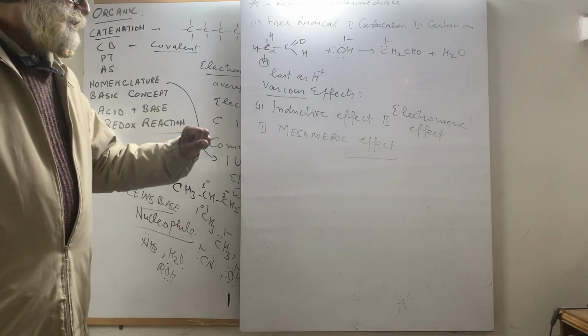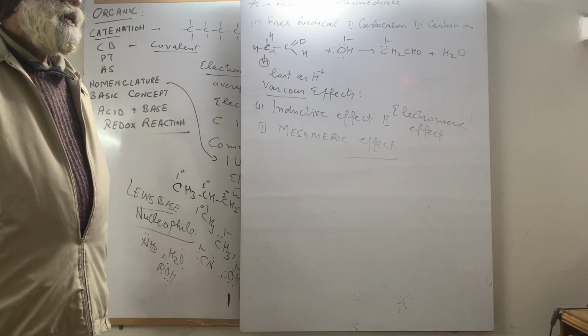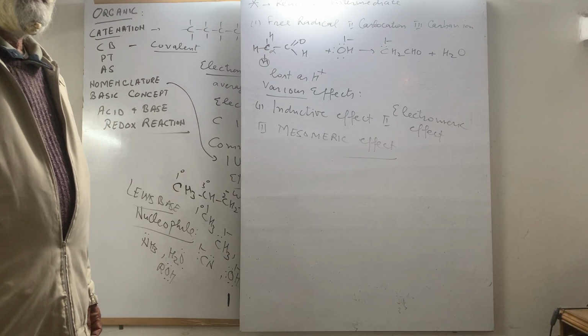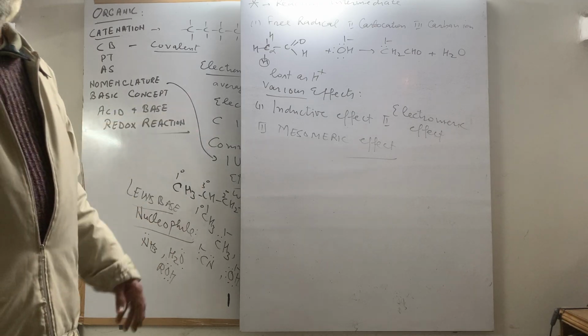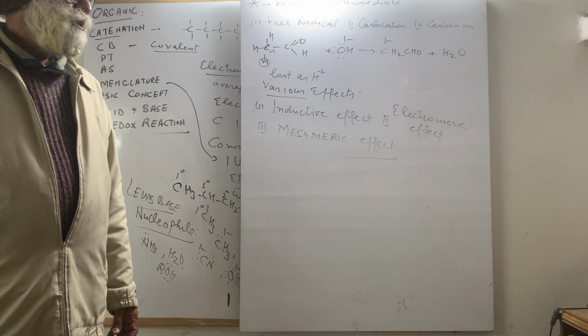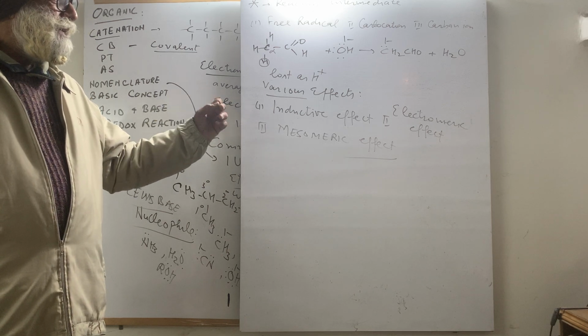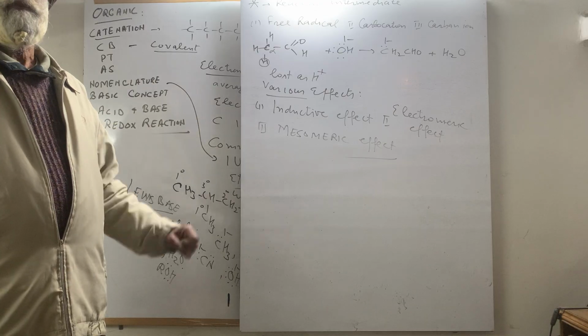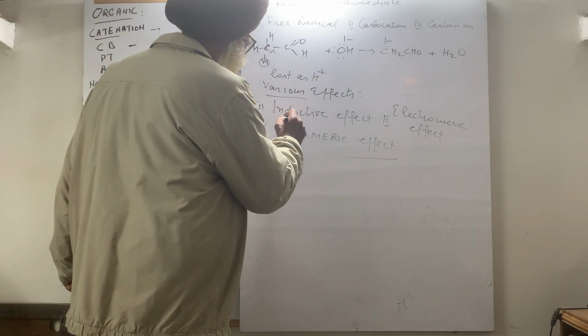Then the mesomeric effect. For example, if you have phenol and you are chlorinating it, a ring substitution, the electrophile will go to the ortho and para positions because OH has a plus mesomeric effect. It is something resembling the resonance effect. So how to take up all this? One should take them up and understand them. For example, let us take up the inductive effect first of all.